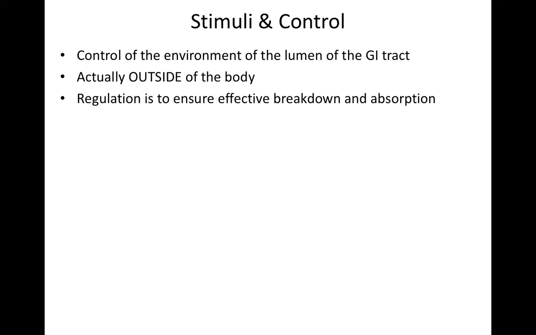So now let's look at how we control this. We need to control the environment of the lumen, or the hole of our donut, and that is outside the body. So this is a very strange situation where we are actually trying to control an external environment. We have to control it though, because if we don't, we're not going to be able to effectively break down and then absorb our nutrients.